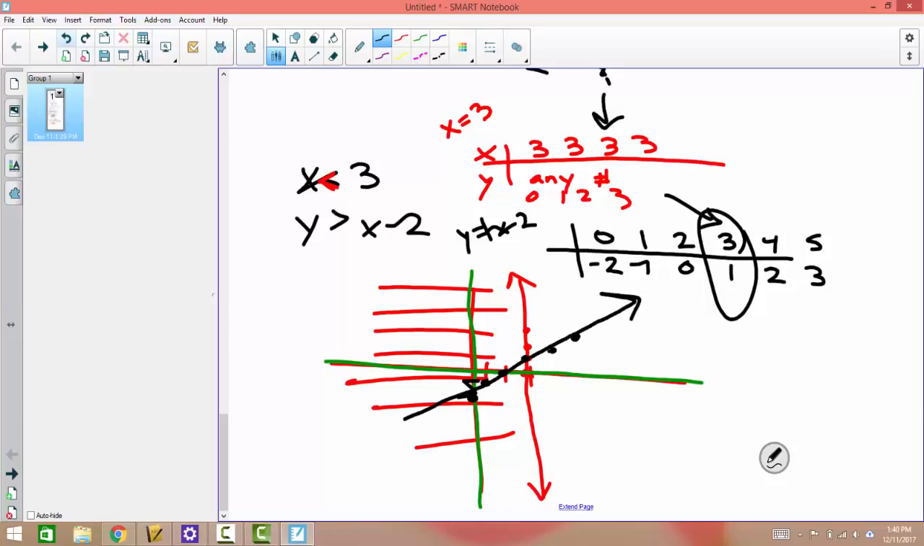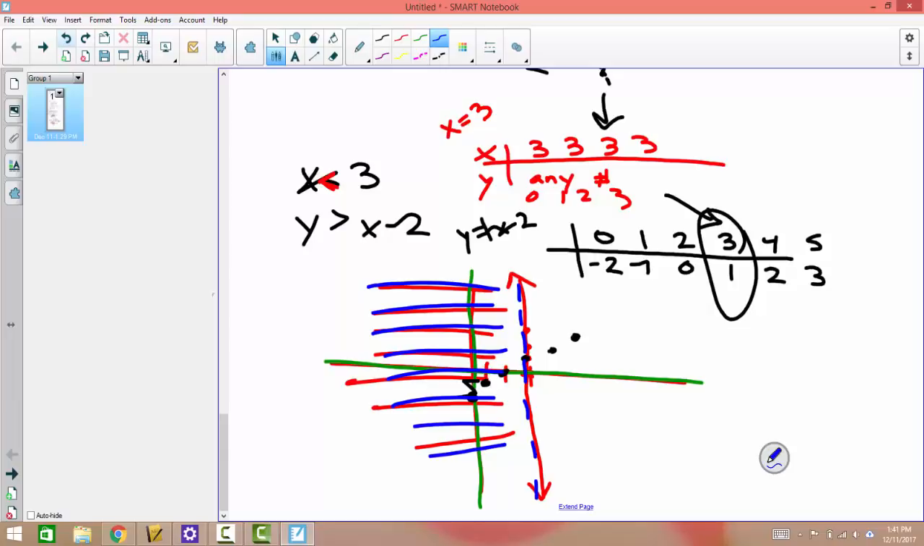This time you are shading, and these are both a dotted line. Let's make this dotted. Okay, this is now going to be blue. Dotted line, because there's no equals to sign. If there was an equals to sign like that, it would be solid, but there's not. Okay, so now this other one in black is also dotted because there is no equals to sign. And then you are shading greater than, so you're shading above.